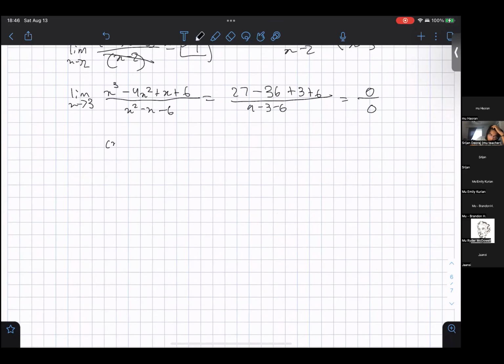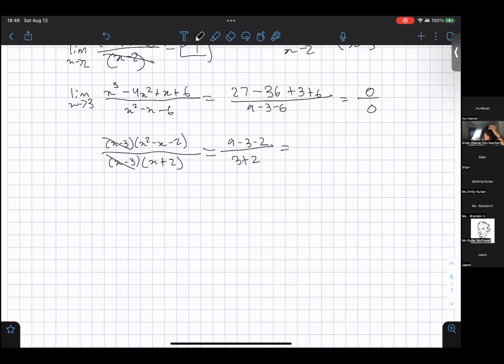So on the top we have x minus 3 times x squared minus x minus 2, and then on the bottom, if you factor that, it's x minus 3 times x plus 2. So again, we have this x minus 3 term. We can just cancel that out, and then on the top we have 9 minus 3 minus 2 over 3 plus 2, which is just 4 over 5.